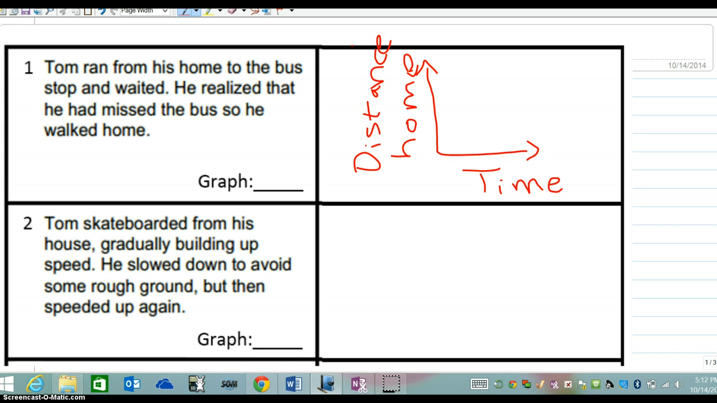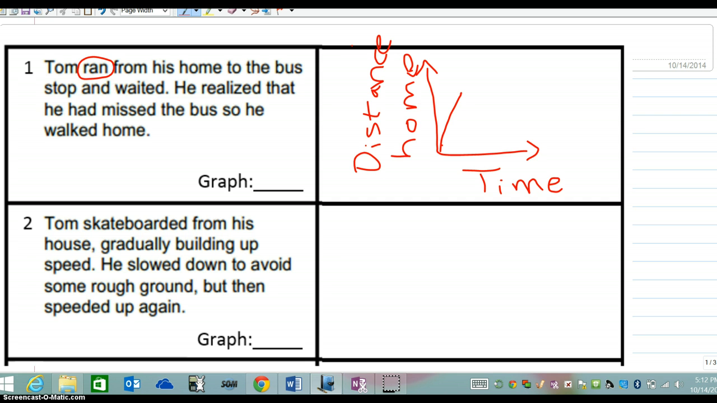So now that we read the problem, let's go back and break it up into parts. Tom ran from his home to the bus stop. That's the first part. If he's running, that means that the distance from him and his home is going to increase pretty fast. So I'm going to draw a line like this, pretty steep line.